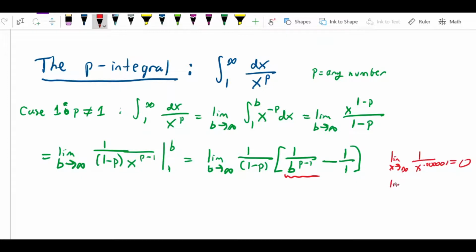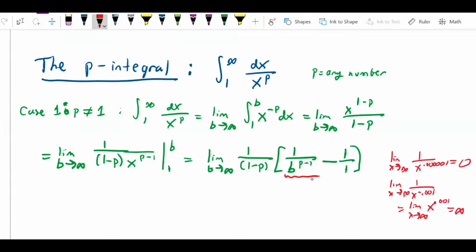On the other hand, the limit as x approaches infinity of 1 over x to the negative 0.001 is going to equal the limit as x approaches infinity of x to the 0.001. In other words, I take it out of the denominator, but I take the negative sign out. So now I'm taking infinity and raising it to a very small number, but this is still going to equal infinity. So it turns out that this is the dividing line.